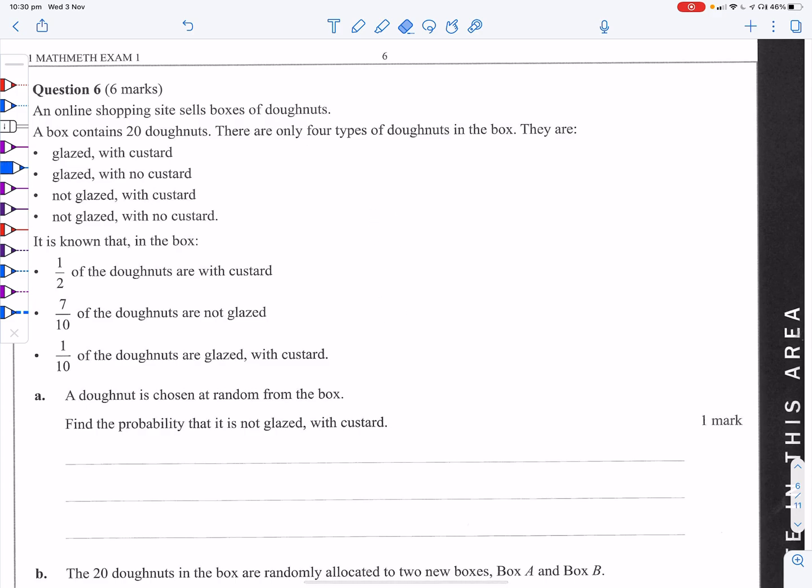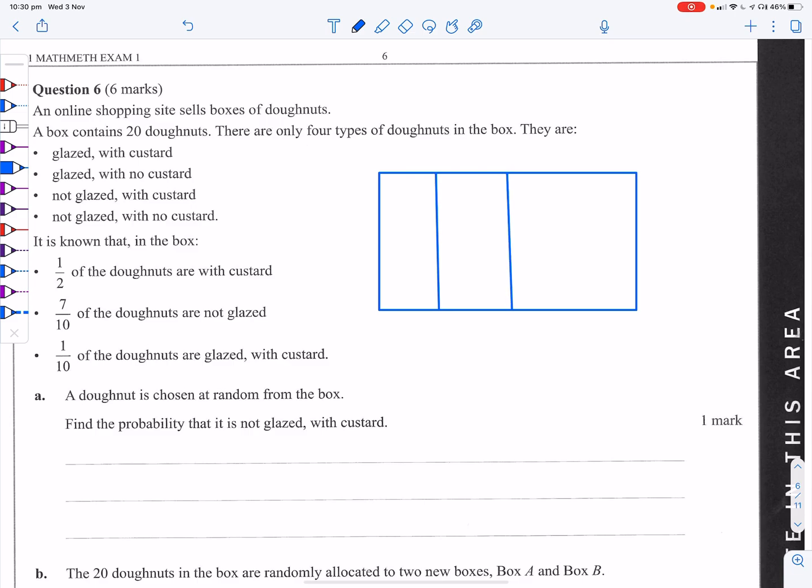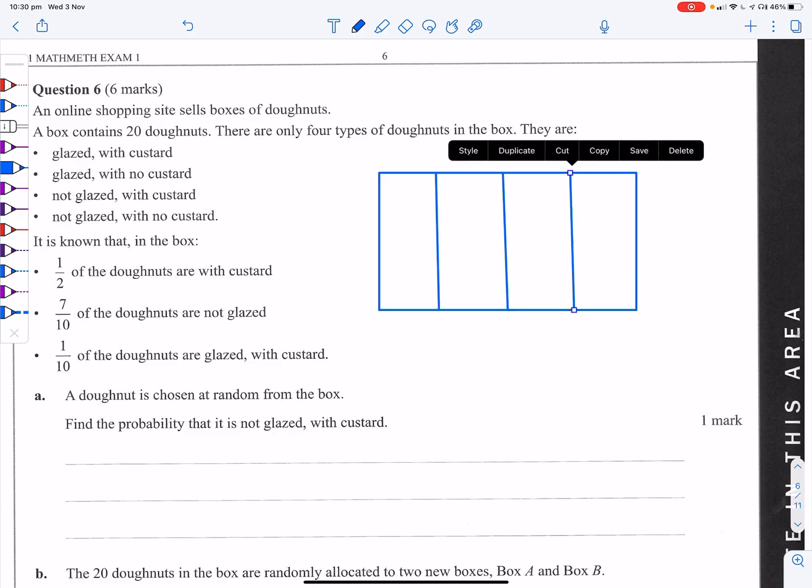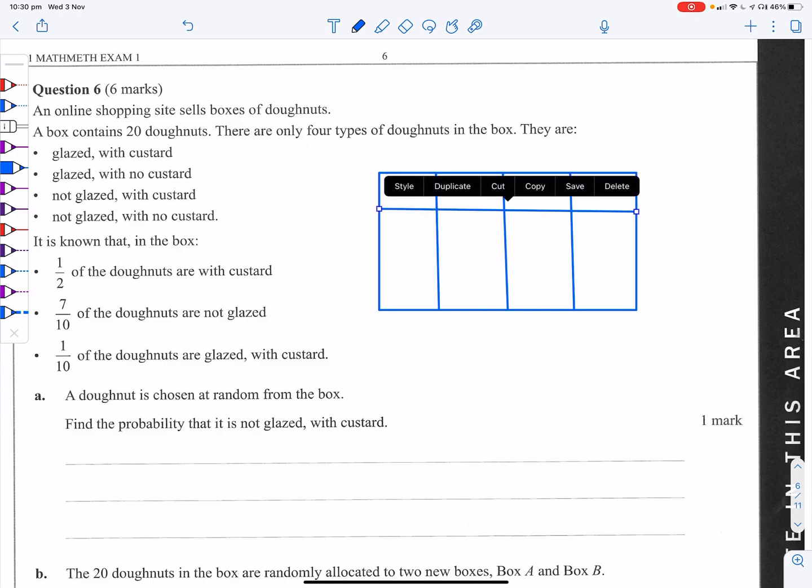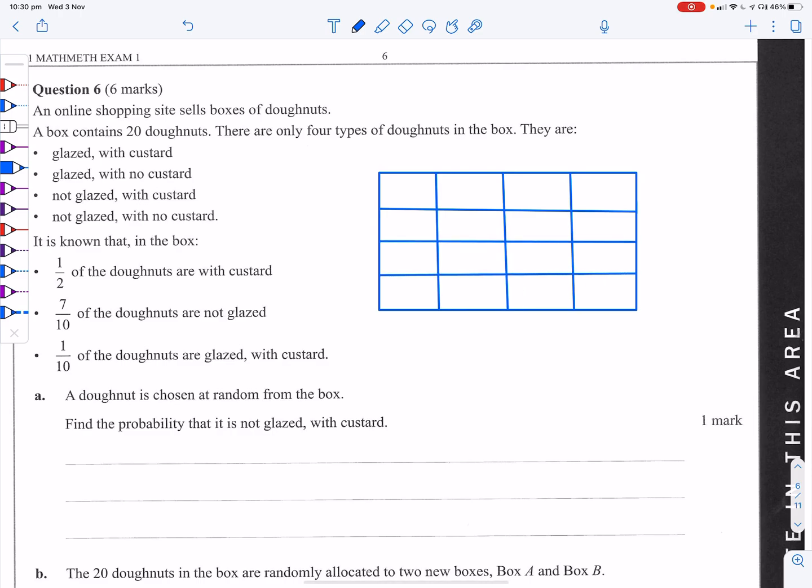So here, hopefully you guys can see that we're going to need a Karnaugh map. So what do we know? Let's move this one a little bit that way, this one a little bit that way. Okay, one, two, three. So we can have glazed, we can have not glazed, we can have custard, we can have not custard.